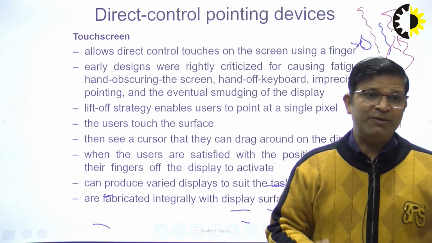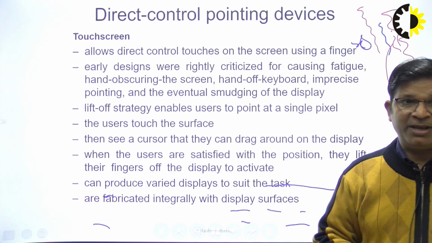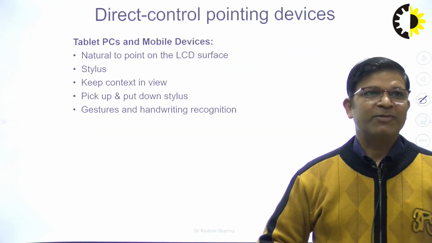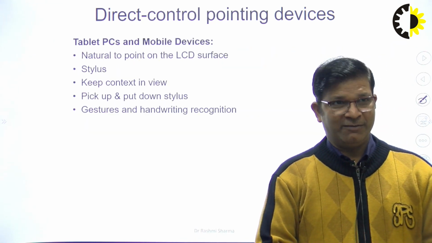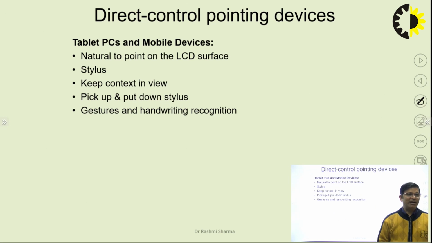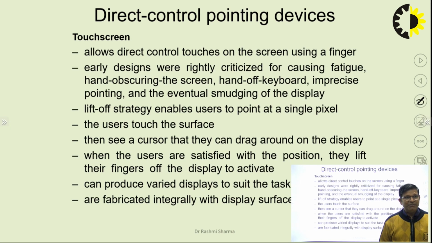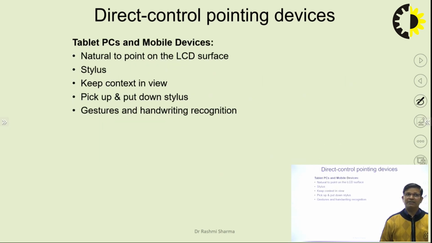Displays can be produced in a variety of forms to suit the task, and are fabricated integrally with the display surfaces. So direct control pointing devices include tablet PCs and mobile devices, where it is natural to point on the LCD surface. With a stylus, we keep context in view, picking up and putting down the stylus, along with gesture and handwriting recognition. Previously we discussed direct control pointing devices; this is the tablet screen and mobile devices.